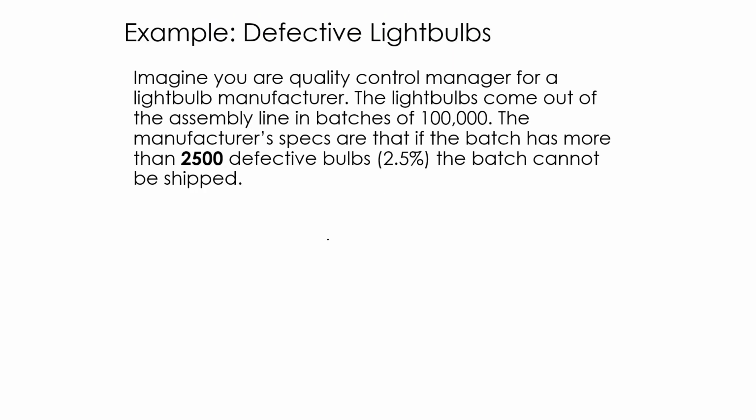Okay, let's go through another example of defective light bulbs. Imagine you are a quality control manager from a light bulb manufacturer. The light bulbs come out of the assembly line in batches of 100,000. The manufacturer's specs are that if the batch has more than 2,500 defective bulbs, 2.5%, the batch cannot be shipped. So you can see here that a lot of the times your ratios are written as percents. That's why it's very important that you understand percents.